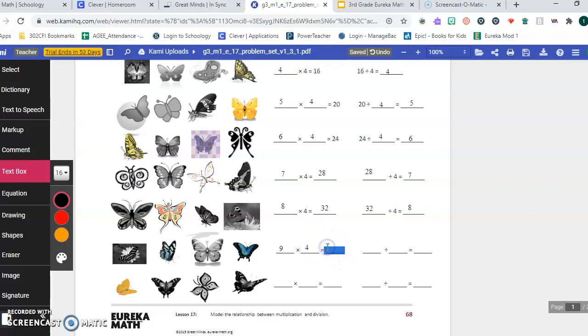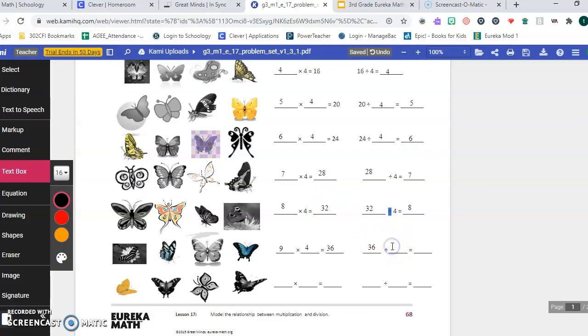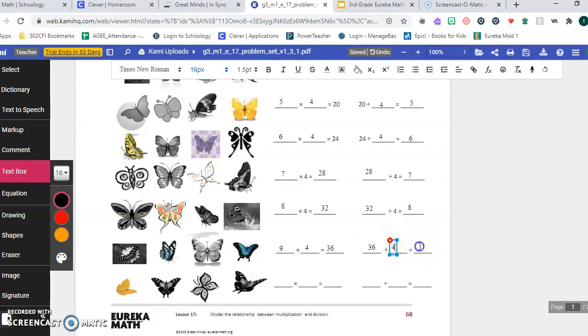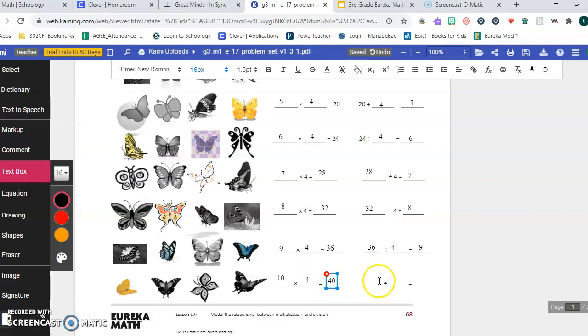And I know that all I have to do now is count up 4 from 32, 33, 34, 35, 36. I start with my total for the division, 36, divided into groups of 4. Tells me that there are 9 groups. Okay, now we've got my 10th group of 4, and that's going to give me 40 total items. And now we start with the total, 40 butterflies, divided into groups of 4 butterflies, gives me 10 groups of butterflies.